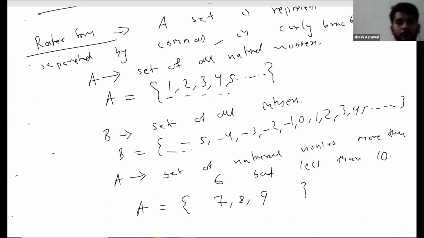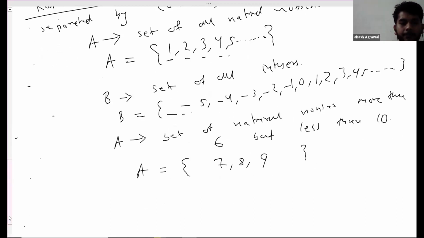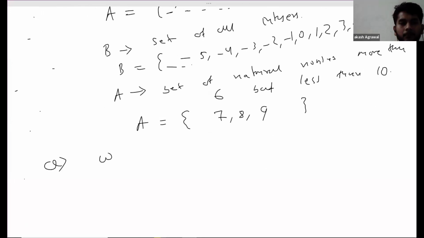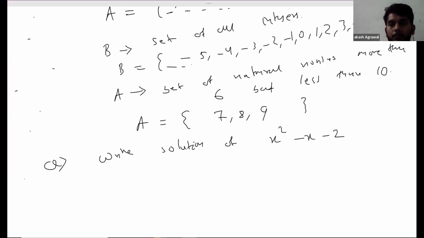Yes, sir. Okay, a question for you. Write the solution of x square minus x minus 2 equals 0 in roster form. This is a mix of a question from quadratic equation and this. First you have to find the solution and then write it in a set.